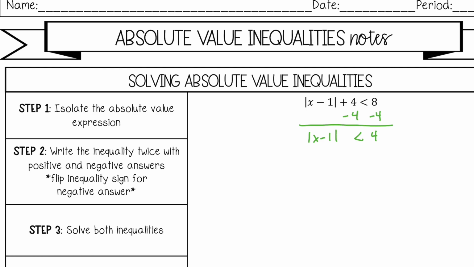So I'm going to remove the absolute value symbols, and I'm going to write x minus 1 is less than 4. And x minus 1, now this is a little bit different than equations, because for equations it's just equals. But for inequalities, for the negative, you're going to flip the sign. So we would flip it to greater than negative 4. And then you would solve like normal.